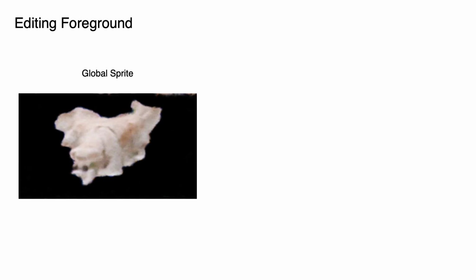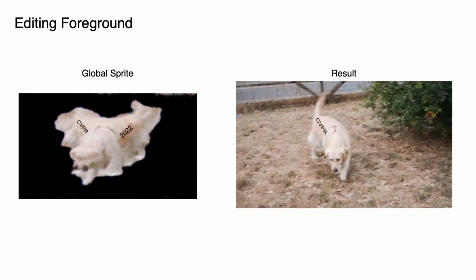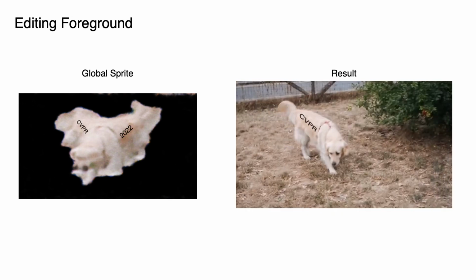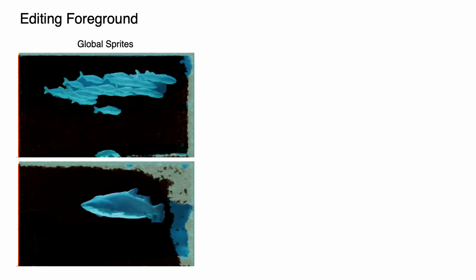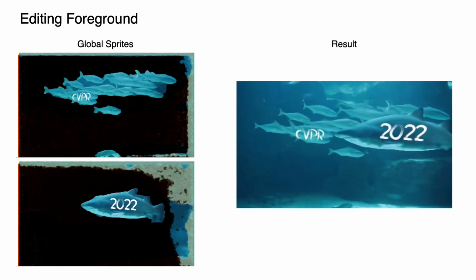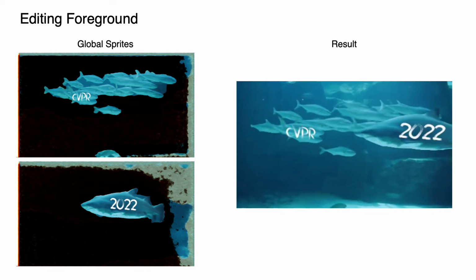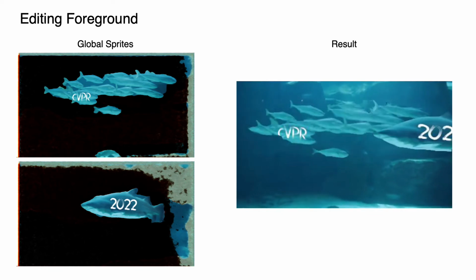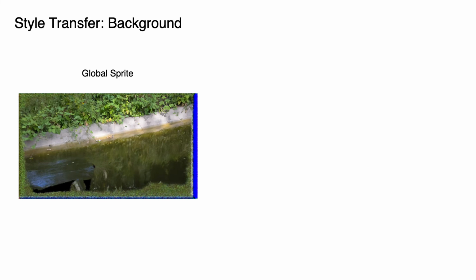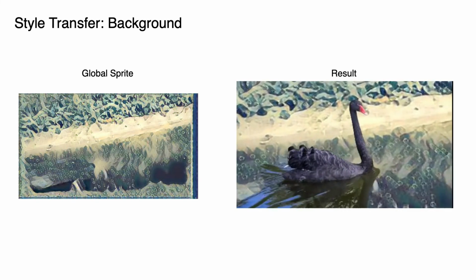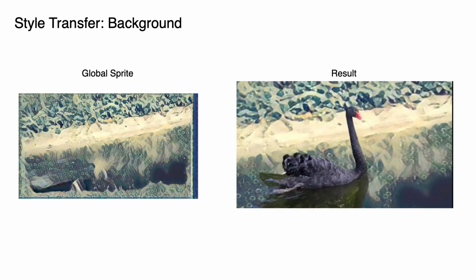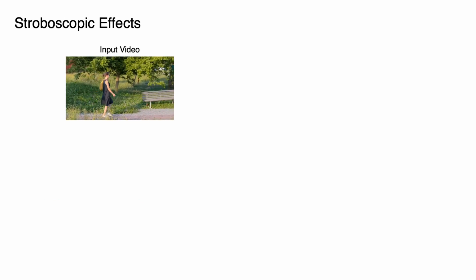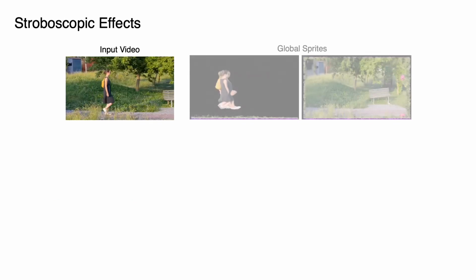Finally, we demonstrate video editing applications using our decomposition. By directly editing our sprite images, we can consistently propagate edits across the entire video. Here, we add edits to both foreground layers that are consistent with occlusion. We can also modify the background image, for instance, with style transfer. And also add stroboscopic effects to the moving foreground.